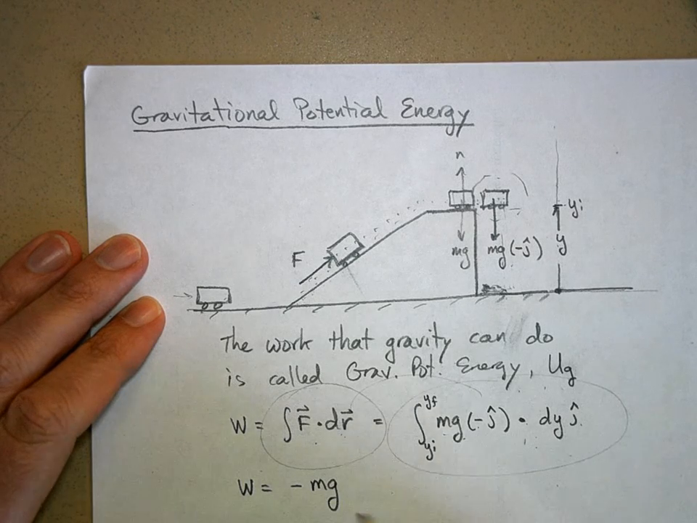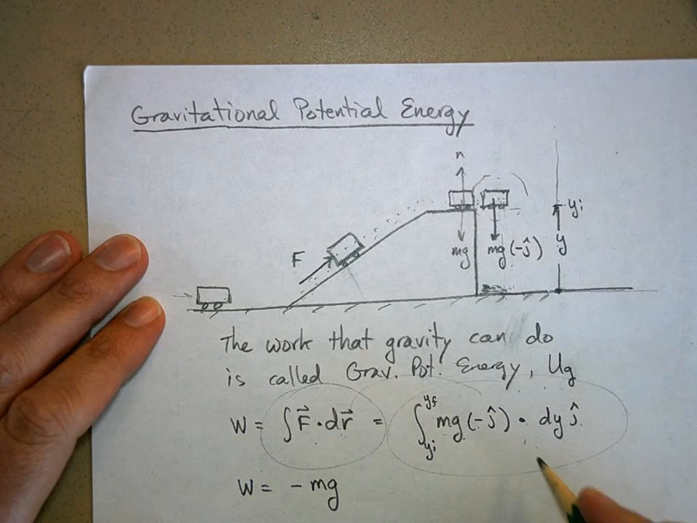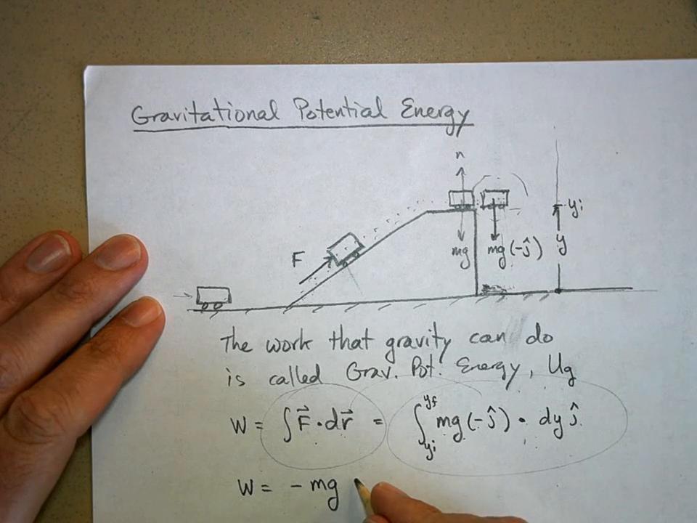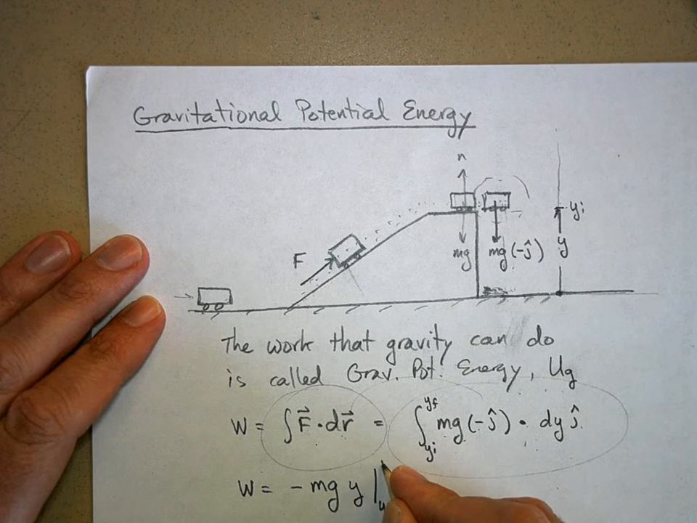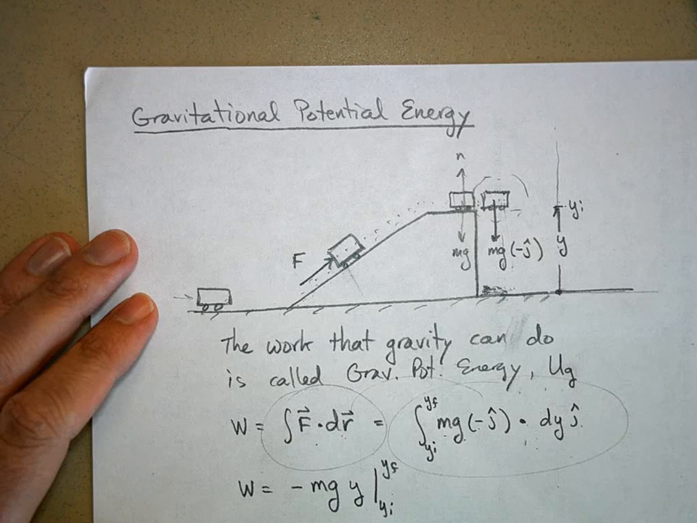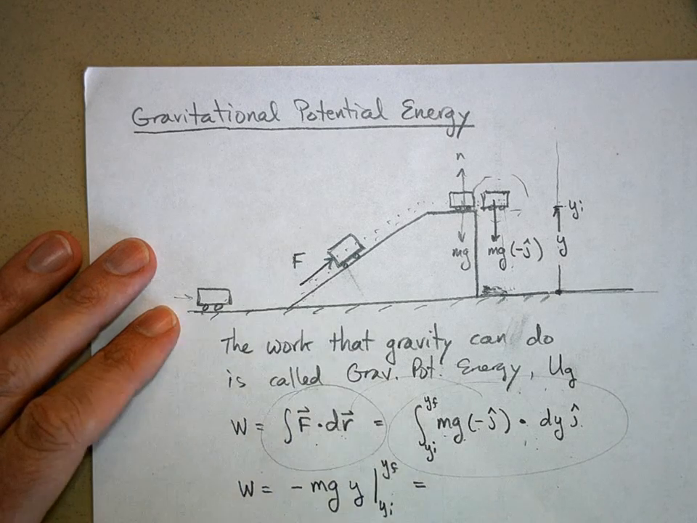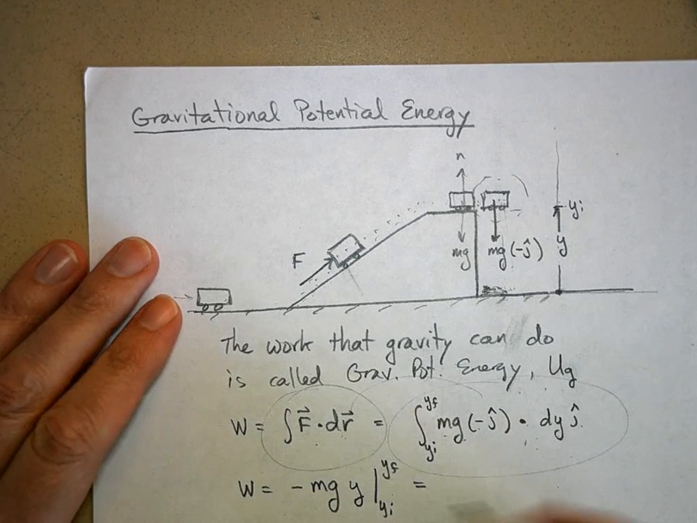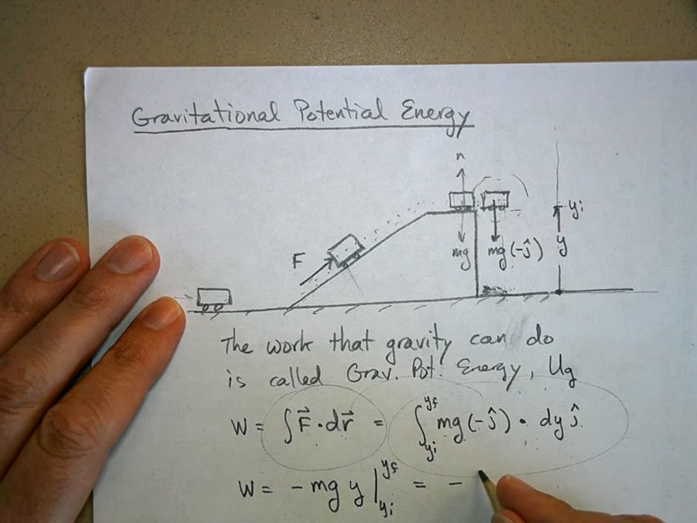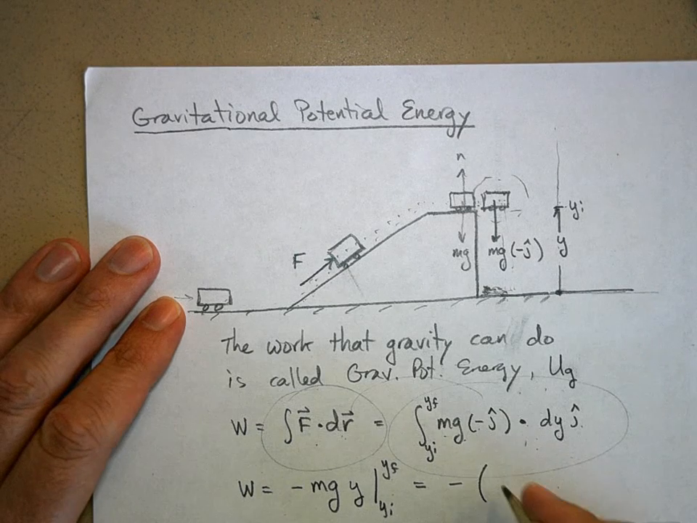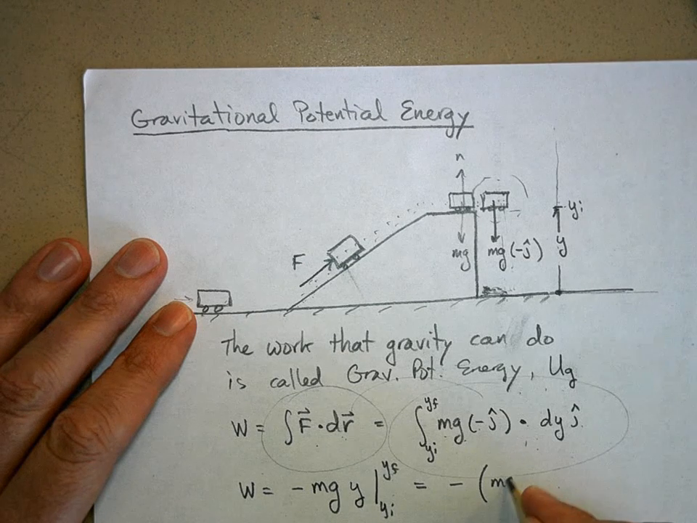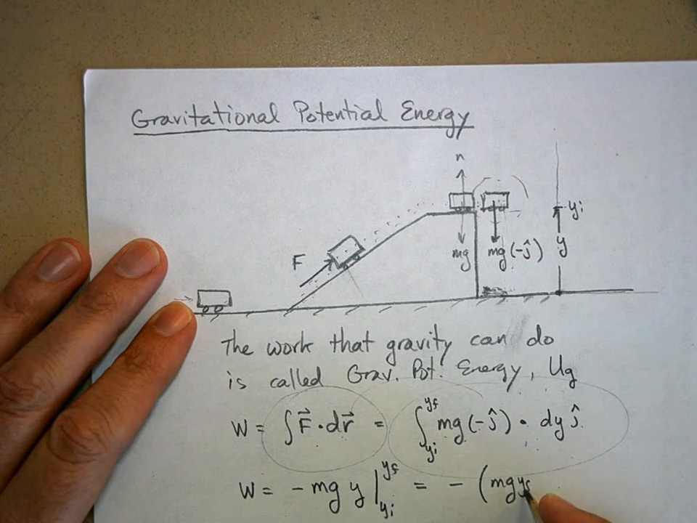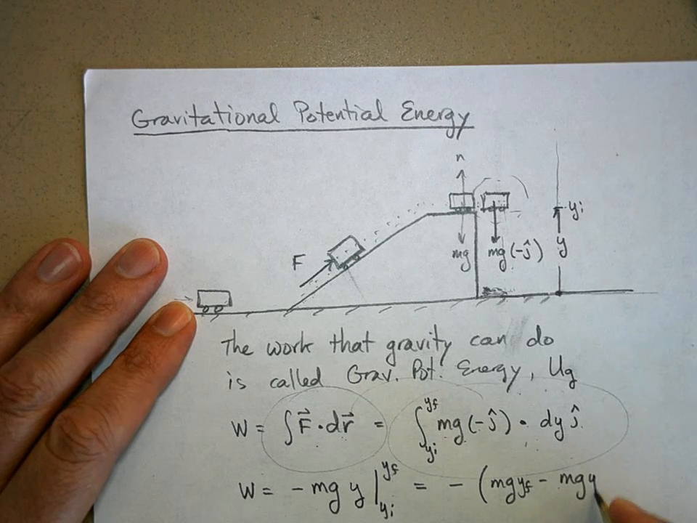So it comes out of the integral. Now, if we integrate over dy, we're just going to get y from y initial to y final. Okay? But let's put the negative, and then we'll put in our final and initial here. Negative, and then it's mg y final minus mg y initial.